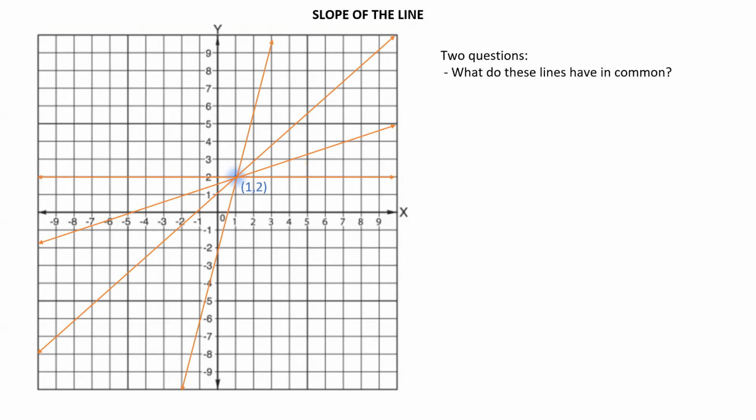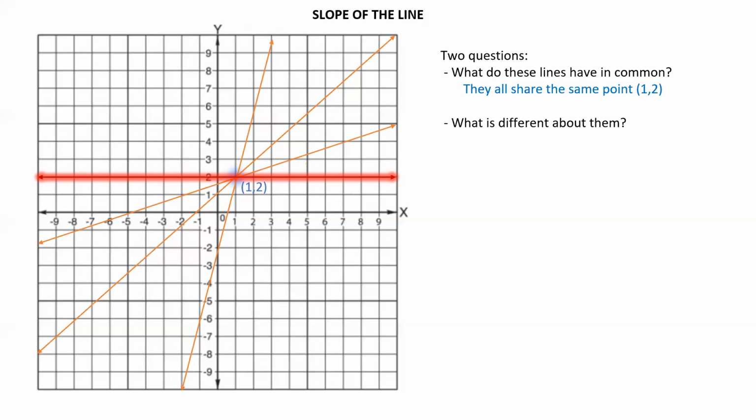Two questions. What do these lines have in common, and what is different about them? The answer to the first question is easy. They all share the same point, (1, 2). To answer the second question, we are going to take a closer look at these lines. Let's highlight this line. You probably already recognized it is a horizontal line. And why do we decide that? Because it seems to be parallel to the x-axis.